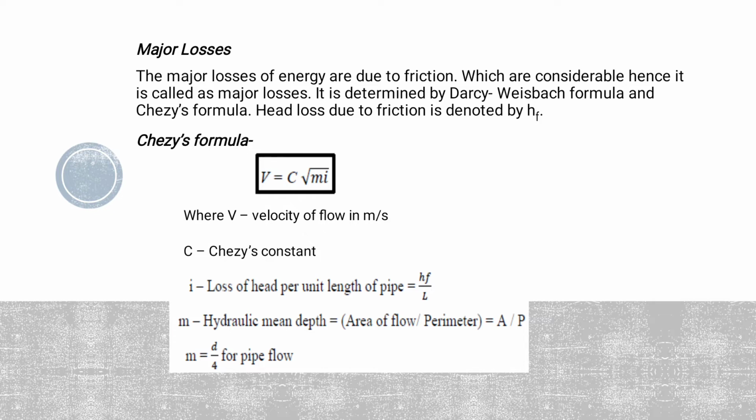Chezy's formula, V is equal to C root of mi, where V is the velocity of flow in meter per second, C is the Chezy's constant, and i is the loss of head per unit length of pipe, that is HF by L. m is the hydraulic mean depth, that is area of flow by perimeter equal to A by P. m is D by 4 for pipe flow.